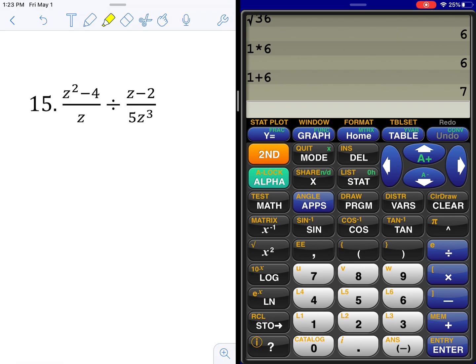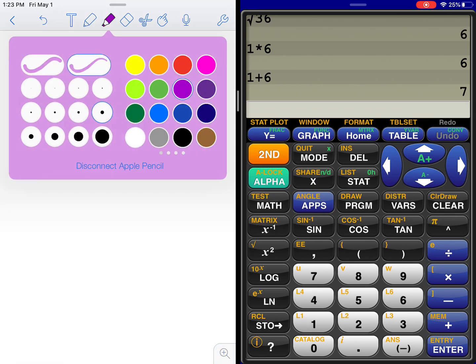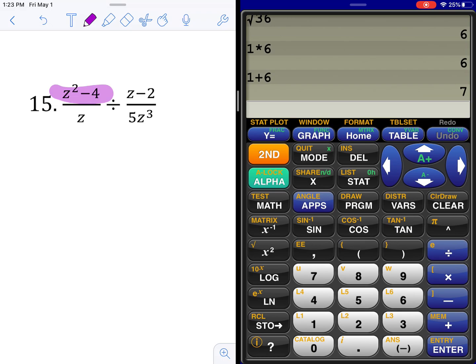We're going to go ahead and start with the top left side. z squared minus 4, that can factor. It is difference of two squares, so we're going to write it as z plus 2 times z minus 2. And let me go back and write that 2 cursive, so it looks like a 2. z plus 2 times z minus 2.